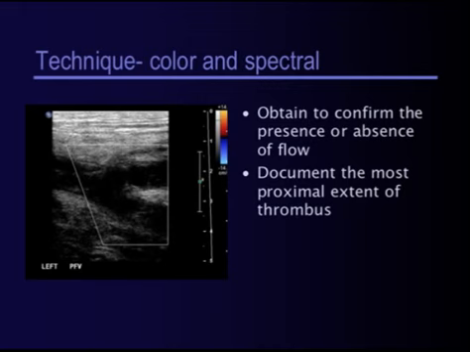The one caveat is that in the presence of very slow flow, color Doppler may not detect flow. It can also document the most proximal extent of thrombus. It may be used in identifying smaller veins or confirming blood flow when compression cannot be performed.